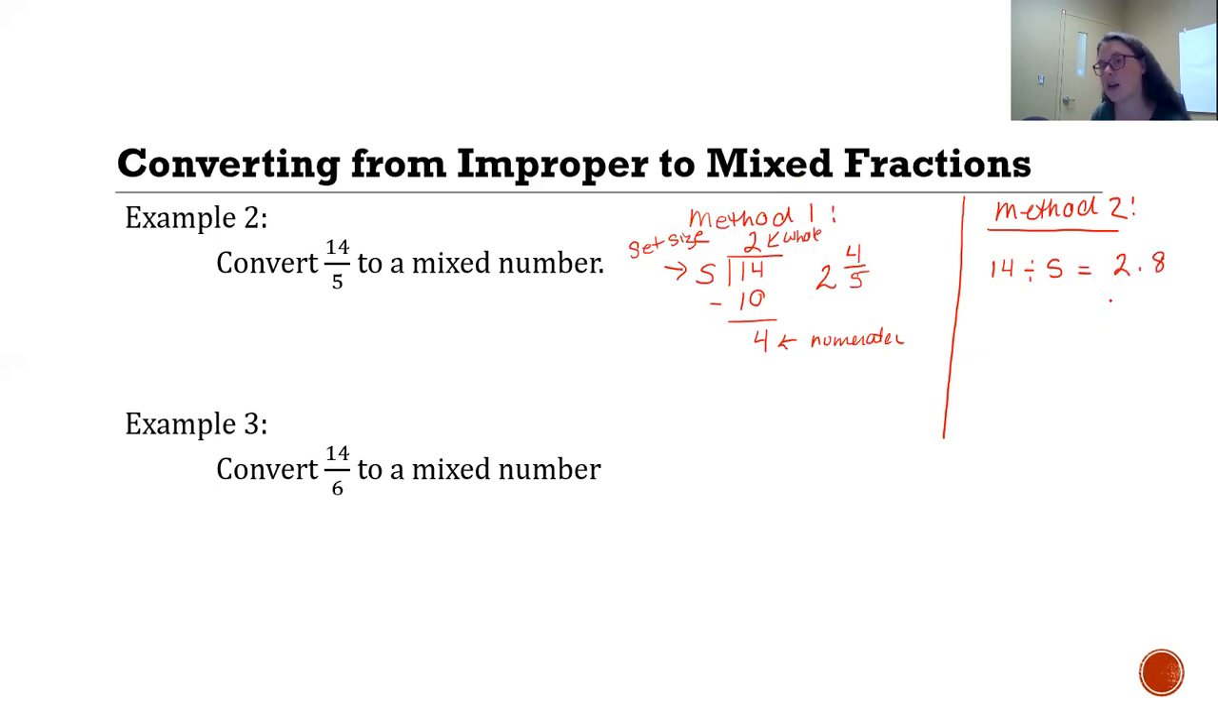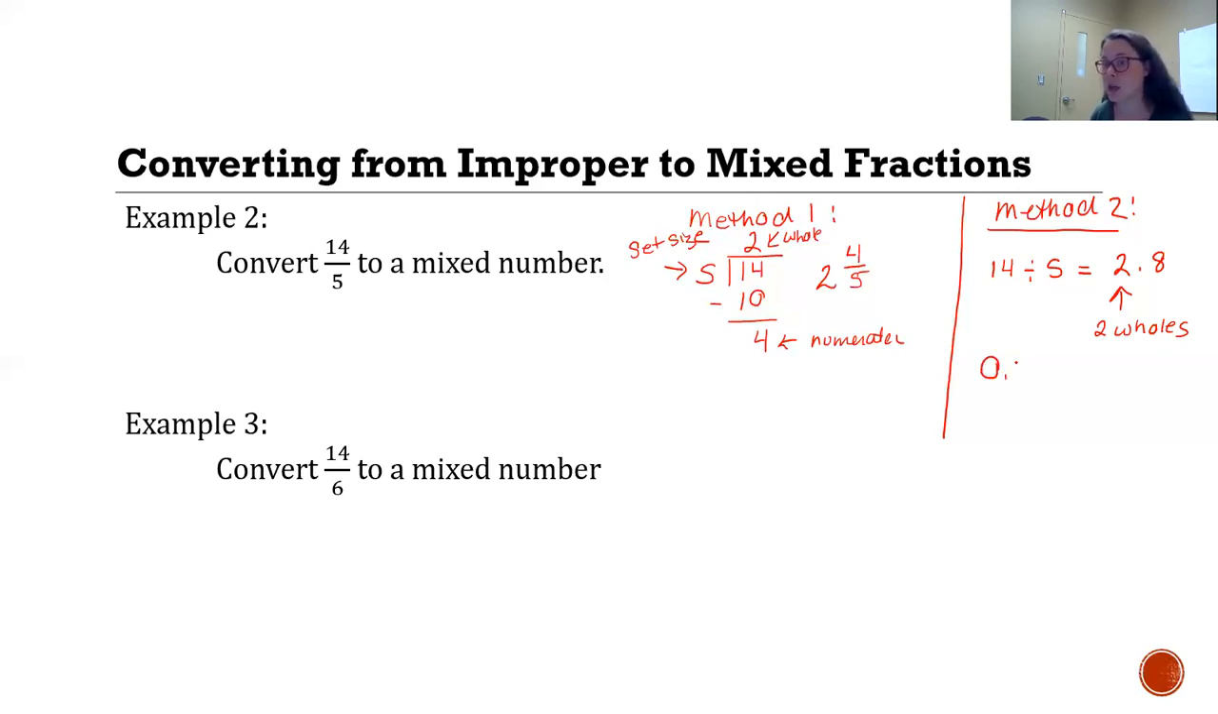2.8. 2 means there are 2 wholes. Okay? This 0.8, we're not allowed to leave as a decimal, because in a fraction chapter, unless you're asked to give a decimal fraction, you cannot leave a decimal in your answer. So how do we turn the 0.8 back to a fraction?